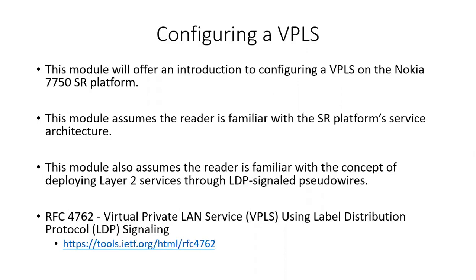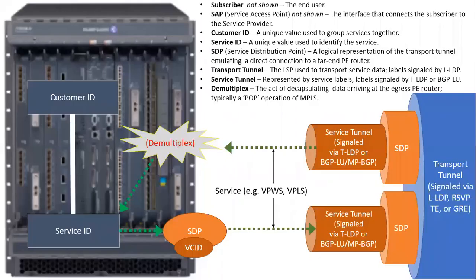This module assumes the reader is familiar with the service router platform service architecture, as well as the concept of deploying Layer 2 services through LDP signaled pseudowires. And as always, it's best to review the RFC prior to viewing this module. In our particular case, it's going to be RFC 4762, which is VPLS using LDP signaling. Feel free to pause the video and review the service architecture for the Nokia SR OS.